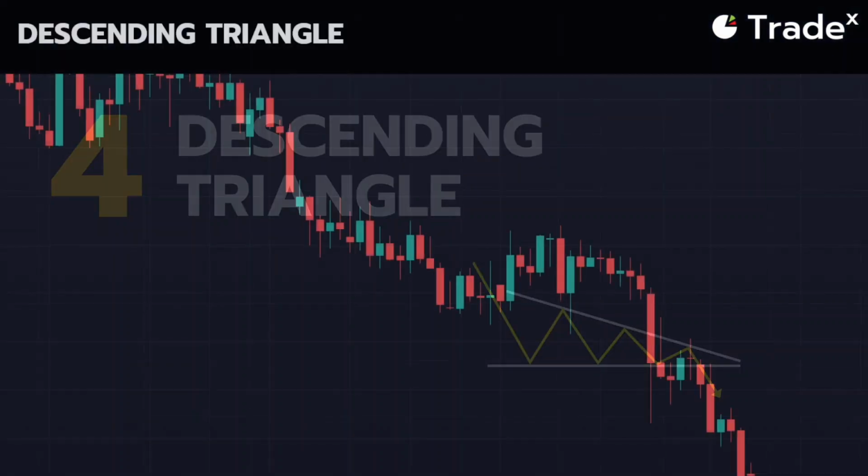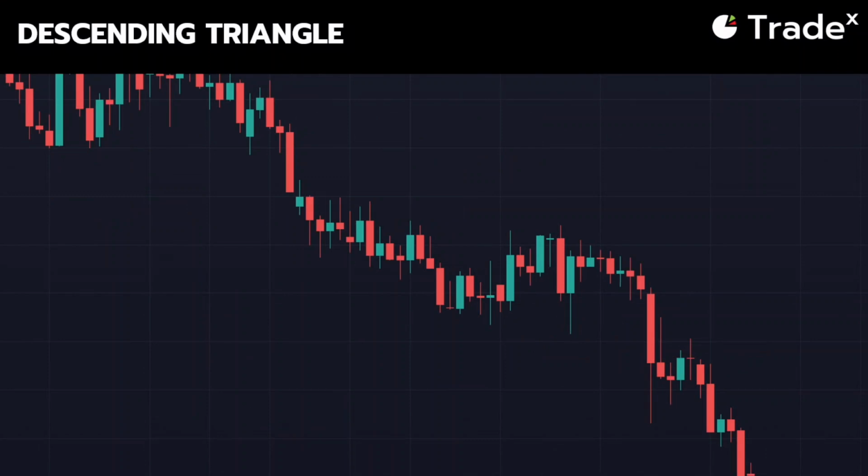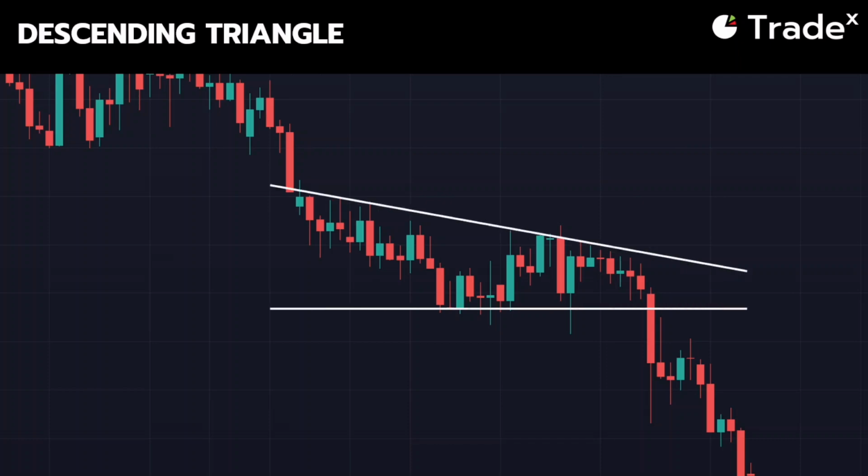An example illustrates the descending triangle pattern. The price declines steadily and then slows down due to market hesitation. During this consolidation phase, the descending triangle forms, marked by lower highs and a horizontal support line. When sellers push the price below the support level, a breakout occurs, signaling a potential short trade entry.